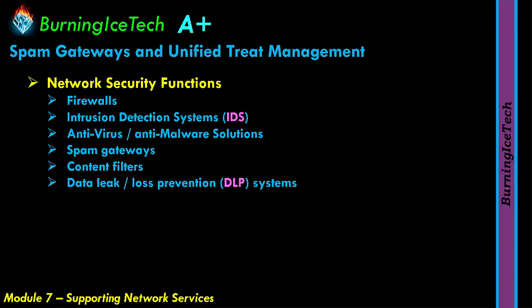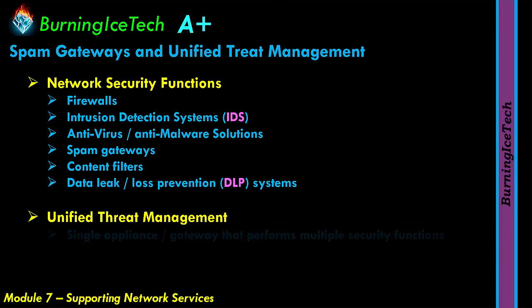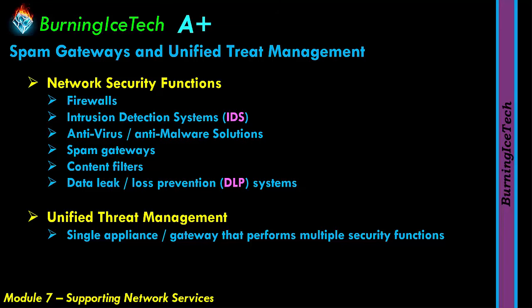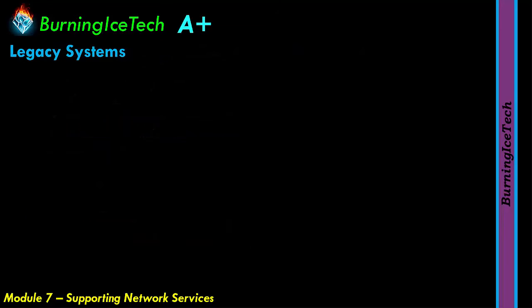So these, spam gateways and all this, is also referred to as unified threat management. It's all in one place on one device, which is usually going to be something like a firewall. So under unified threat management, we can say it's a single appliance or gateway that performs multiple security functions. It's not just a firewall like in the old days. It's got content filtering, it's got antivirus built into it, IDS, IPS, DLP, all of that. Really cool, right?